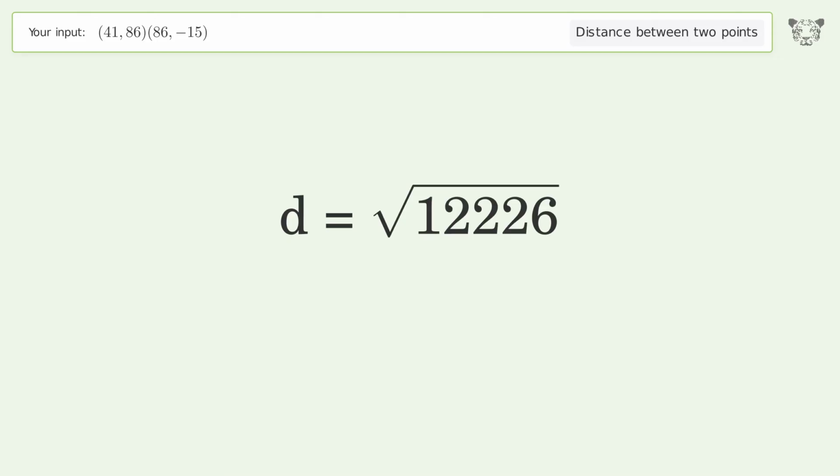And so the distance between the 2 points is the square root of 12,226, or 110.571.